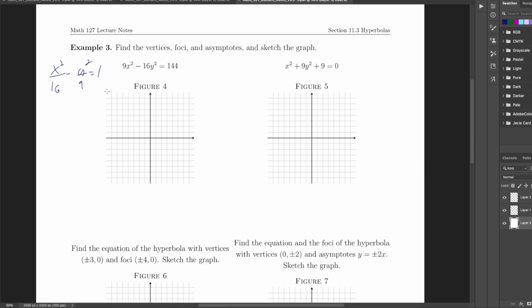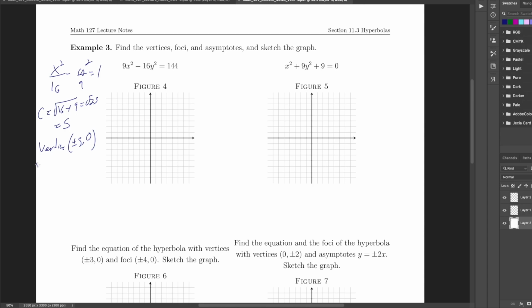Okay, so now we have a 1 here. So notice we don't have a 1 here. We have to do math until we get there. Alright, so now that we know this, we're going to find c. c is equal to the square root of 16 plus 9, which is the square root of 25, so it's equal to 5. So we have everything we need to do. So our vertices here will be, since the x is our positive one, plus or minus 5, 0.